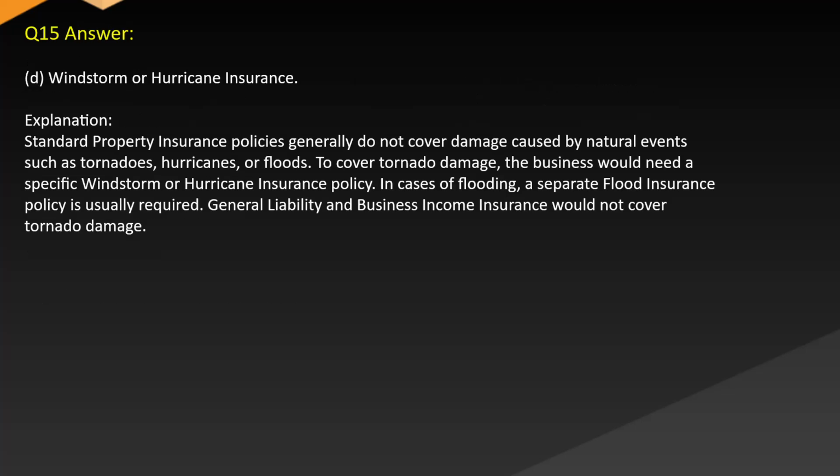Answer: D. Windstorm or hurricane insurance. Explanation: standard property insurance policies generally do not cover damage caused by natural events such as tornadoes, hurricanes, or floods. To cover tornado damage, the business would need a specific windstorm or hurricane insurance policy. In cases of flooding, a separate flood insurance policy is usually required. General liability and business income insurance would not cover tornado damage.